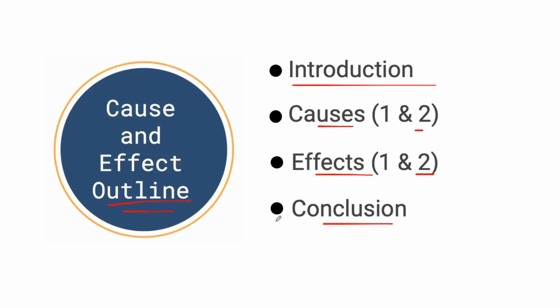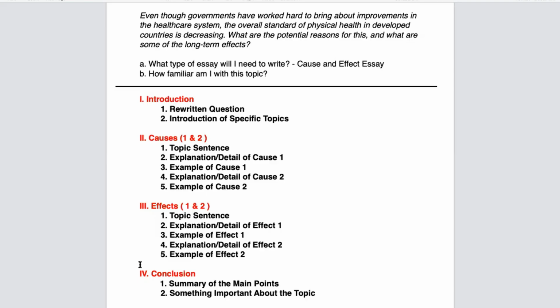So it's quite simple. We've got 4 different points, 2 causes, 2 effects. Well, let's get started. Okay, now I've written out our outline that I just showed you. So the introduction, the causes 1 and 2, the effects 1 and 2, and the conclusion. I've added the actual sentences and descriptions of the sentences that you'll have to write.